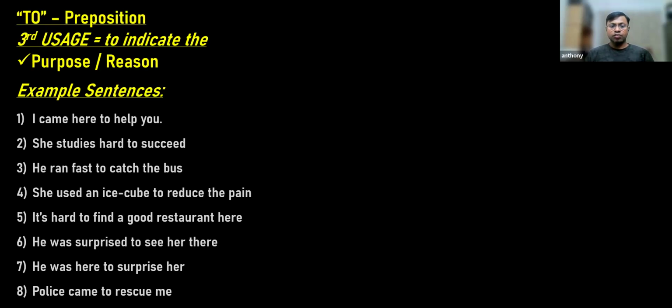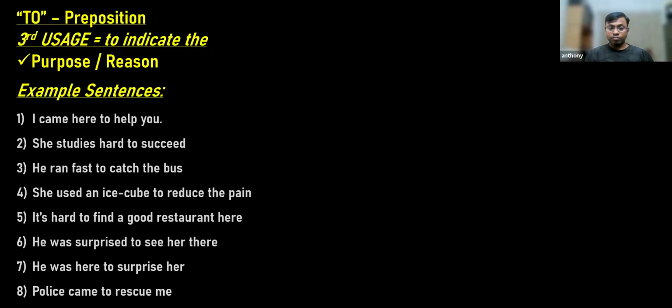He was surprised. Why? What was the reason? Because he saw her. He was here. What was the purpose? To surprise someone, that girl. Police came. Why? What is the reason? To rescue me. To mention the reason, we can say police came since to rescue me or police came because to rescue me. These words are also used in different contexts: since and because. Since it is raining heavily, I am unable to come to the office. To raining heavily, I am unable to come is wrong. To will not fit at all there.